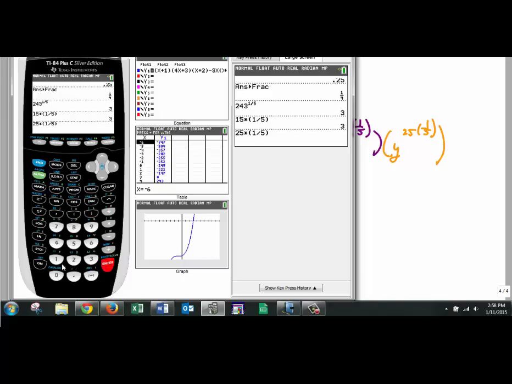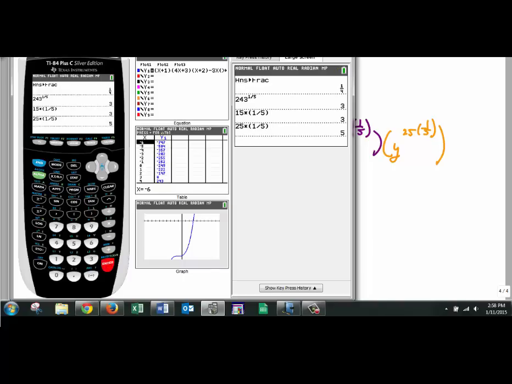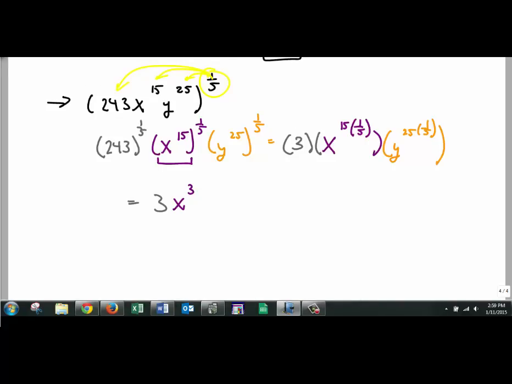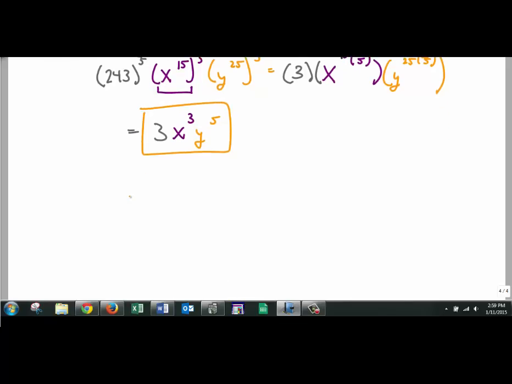And we get our 5. So then we can simplify this expression: x cubed y to the 5th. Now nothing needs flipped here. I don't have any negative exponents, so that would be my final solution. So simplifying is a really, really important skill to have.